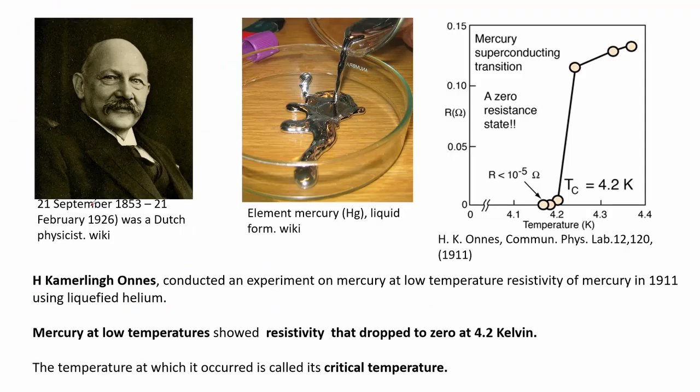H. Kamerlingh-Onnes conducted an experiment on the low temperature resistivity of mercury in 1911 using liquid helium. Mercury at low temperatures showed resistivity that dropped to 0 at 4.2 Kelvin. This phenomenon was called superconductivity. The temperature at which it occurred is called its critical temperature.